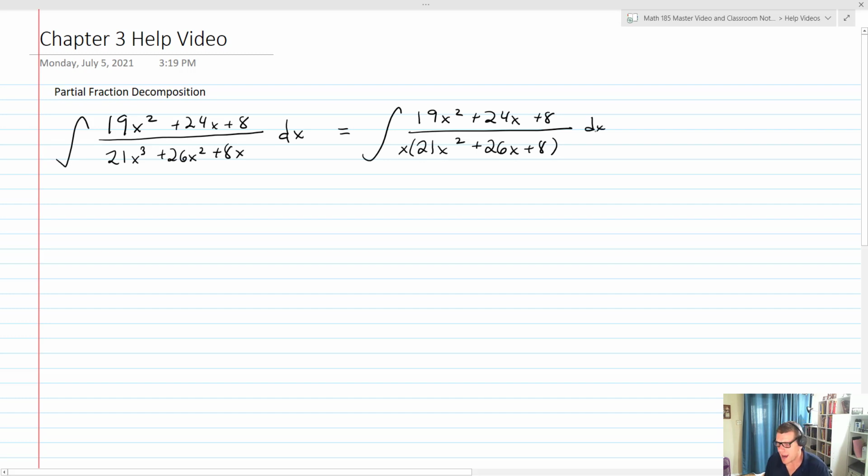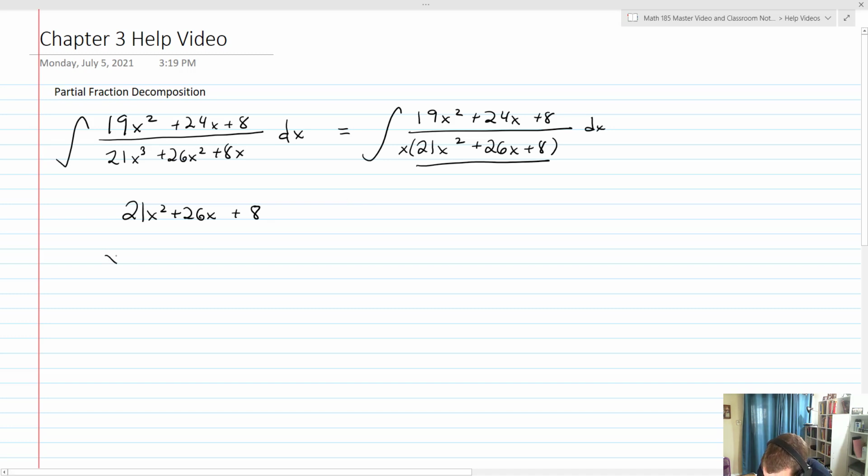All right, and so now I need to factor this. And it doesn't look immediately apparent how that is going to be factorable. I'm not exactly sure how that's going to be factorable. But here's what I'm going to do. I'm going to take 21x squared plus 26x plus 8, and even though I'm not quite sure how I'm going to get 26 from that, I'm actually going to use the quadratic formula.